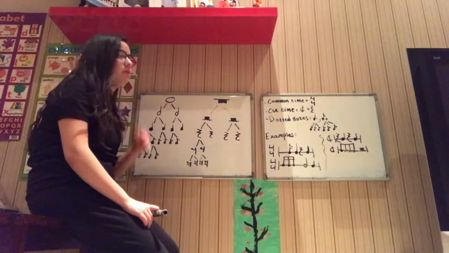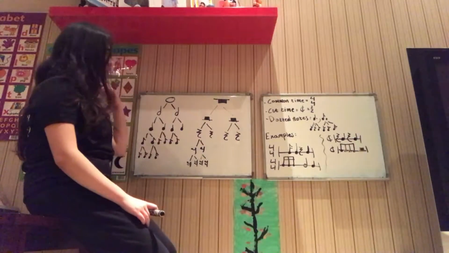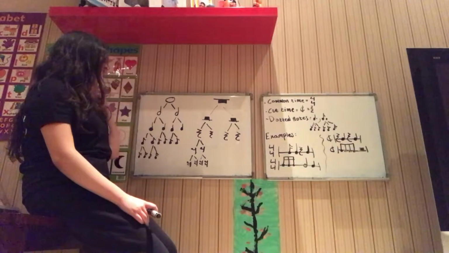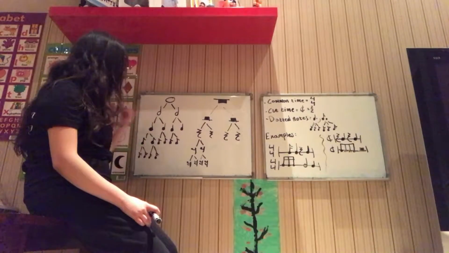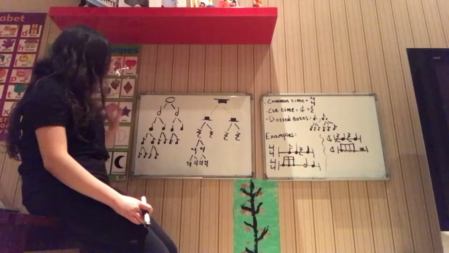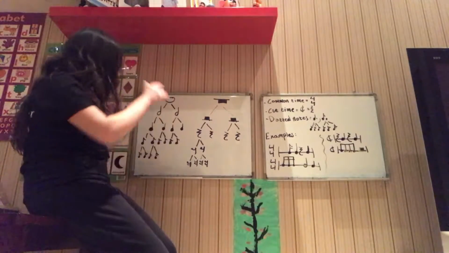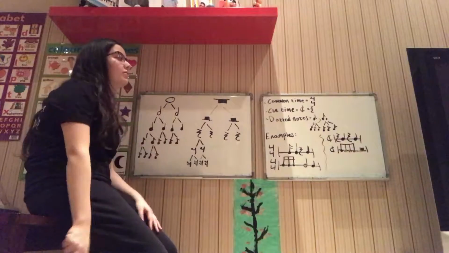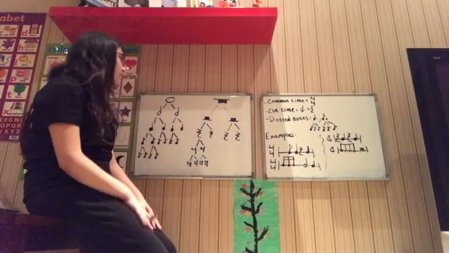So to start off, we'll do note values. Up here we have a whole note. In each whole note there are two half notes. In each half note there are two quarter notes. In each quarter note there are two eighth notes. And then in each eighth note there are two 16th notes, and it just keeps going on and on.